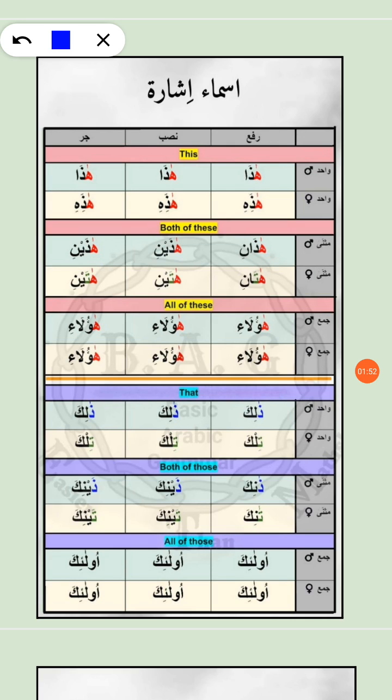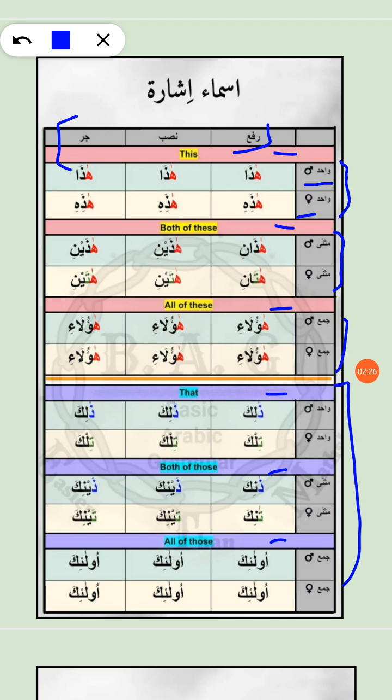Okay, so as you can see, we have the I'rab here. So we have Rafa, Nasab, and Jar, and we have the near asma ishara with pink, and the far asma ishara with purple. And we have the grammatically masculine, feminine, and then this is for wahid, and then for musanna, jama. Same structure is followed over here.